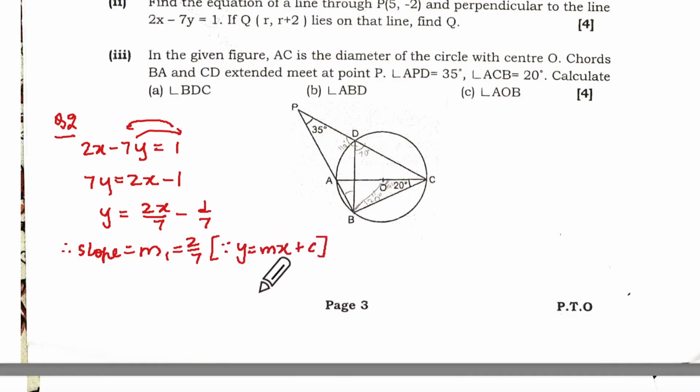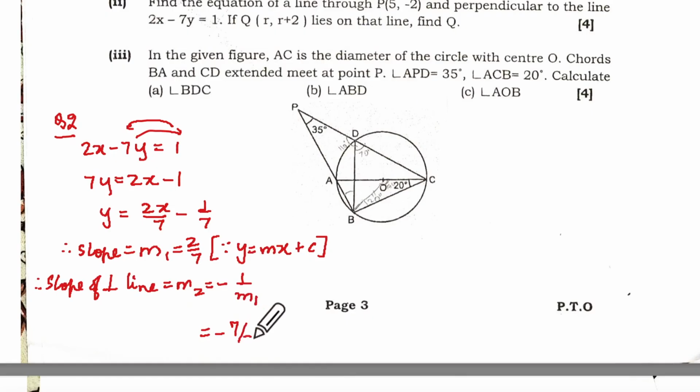Now, find the equation of the line perpendicular to this. So therefore you will say slope of perpendicular line will be equal to m2, which will be minus 1 upon m1, which will be minus 7 upon 2. Are you with me? And here you will say since m1 m2 is equal to minus 1 for perpendicular lines. Very good.